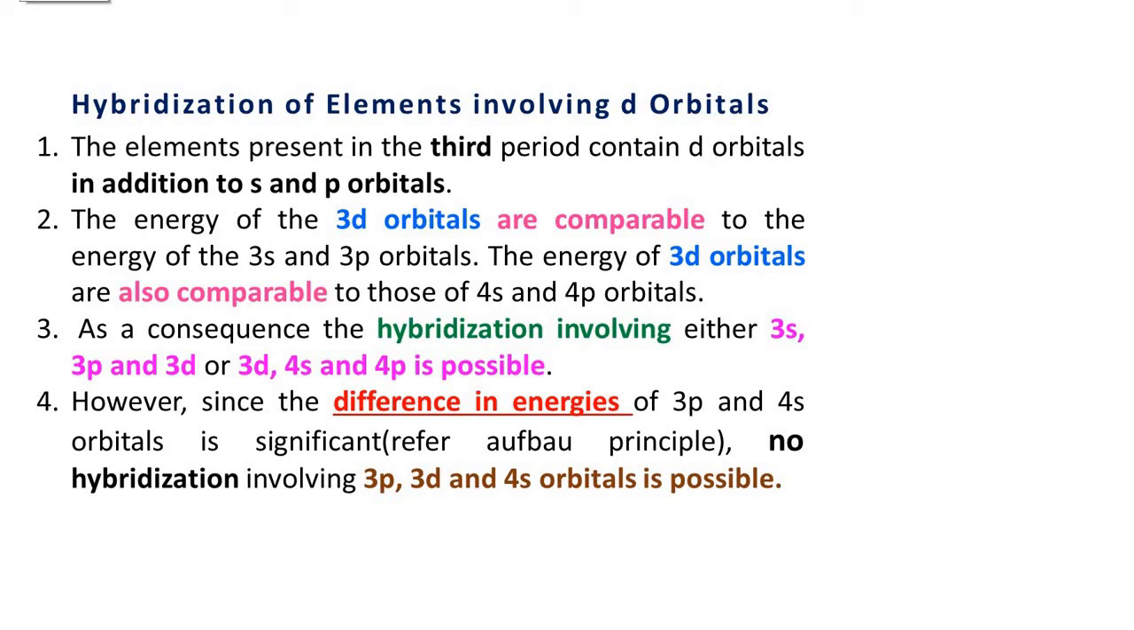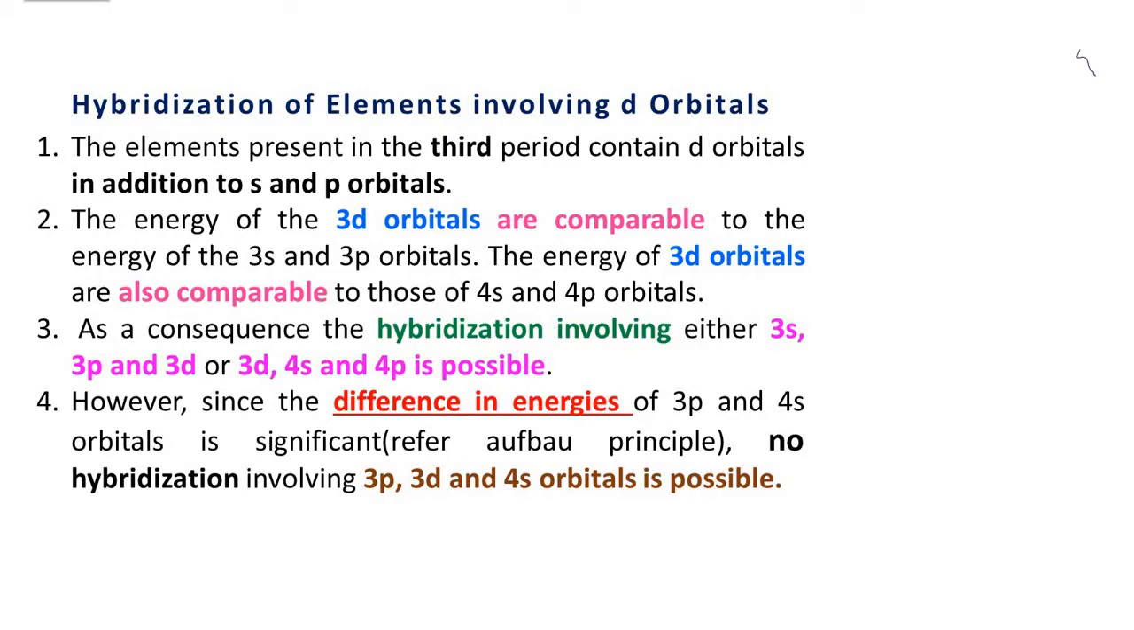Hello students, in the previous video we learnt hybridization of elements involving s and p orbitals, and the typical examples we learnt are sp hybridization, sp2 hybridization and sp3 hybridization. And in today's class we are going to learn hybridization of elements involving d orbitals.